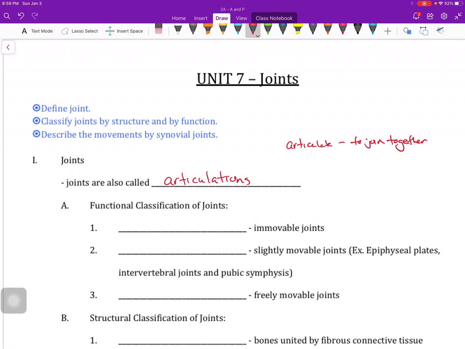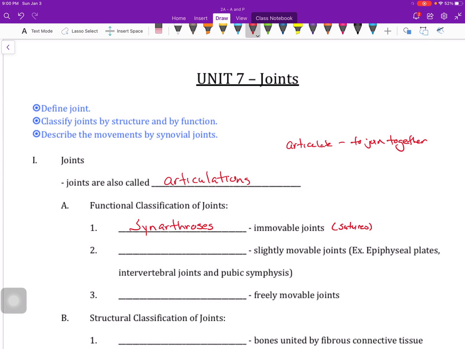All right, so let's look at the functional classifications of joints. We have immovable joints, such as sutures, and we remember that the sutures are in the skull. We remember the coronal suture, the sagittal suture, lambdoidal, and the temporal or squamous sutures. The first one is called synarthroses, spelled SYNARTHROSES. Those are immovable joints. As we said, those are sutures.